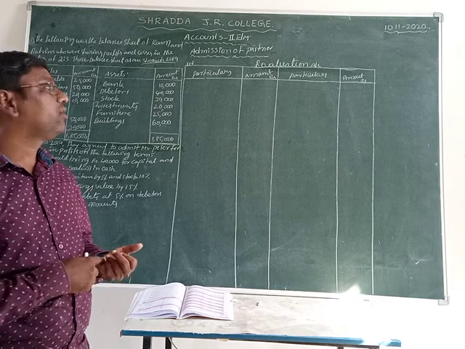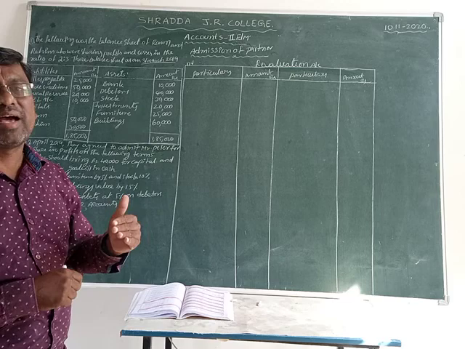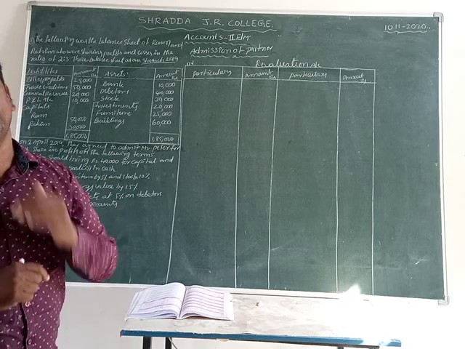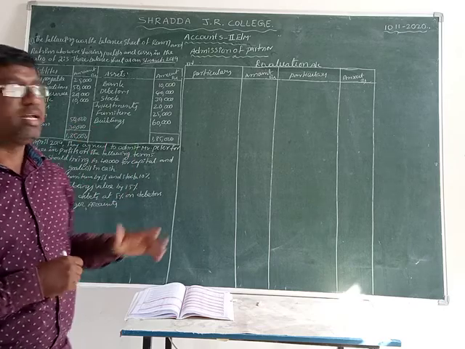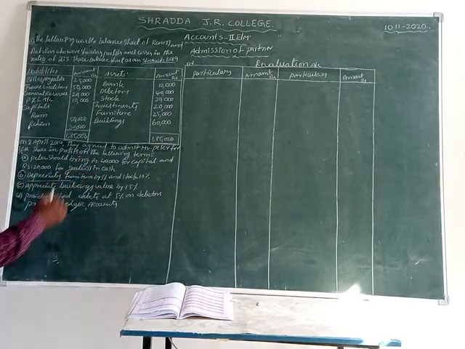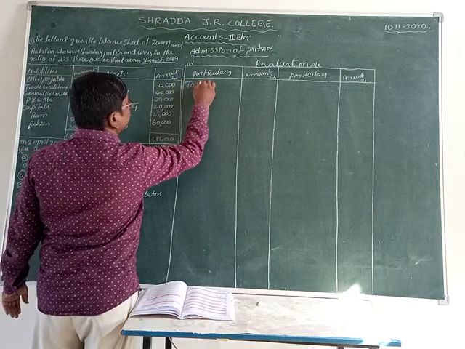In the revaluation account we record this on the debit side. Why? Because when the asset value decreases, we record it on the debit side. Isn't it? Let us take depreciation on furniture first: to furniture account.